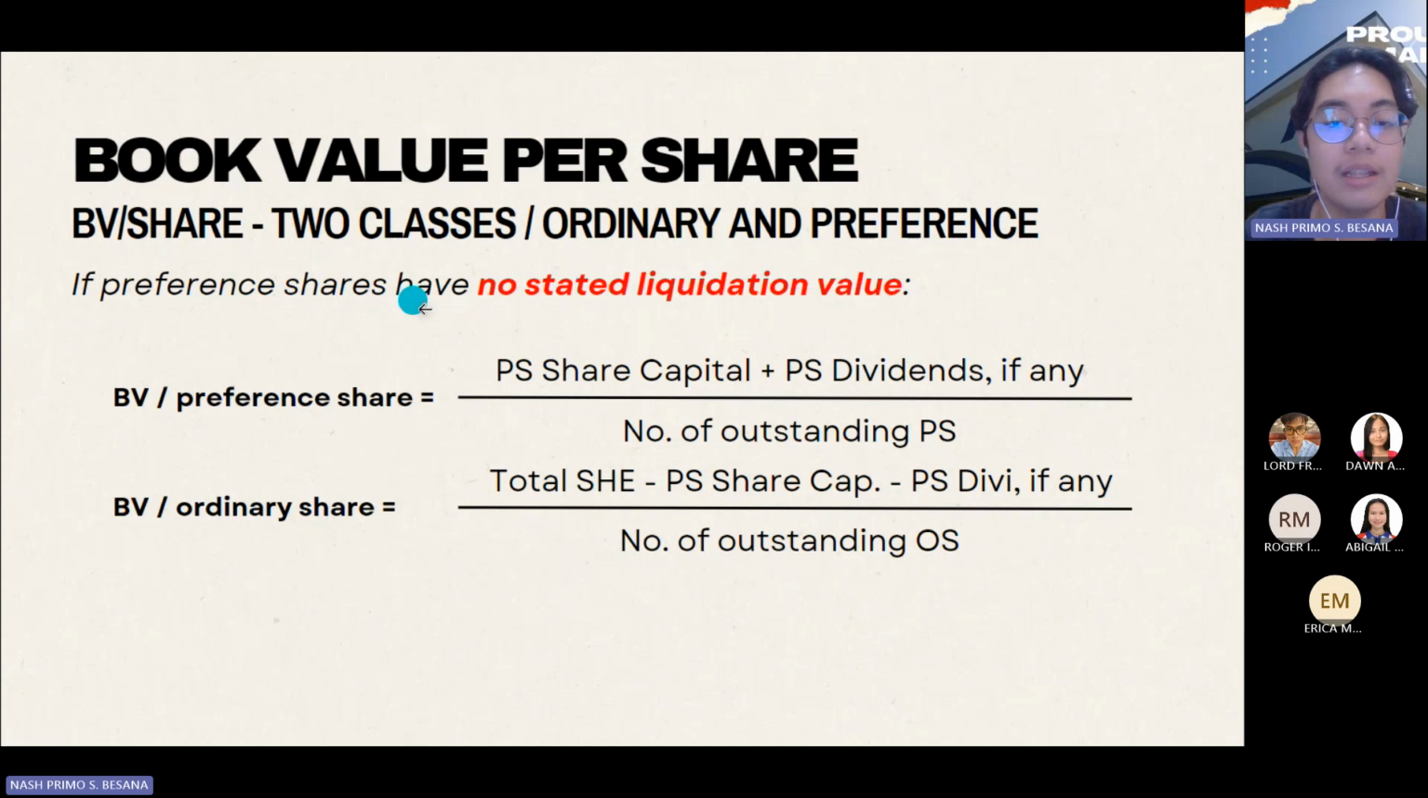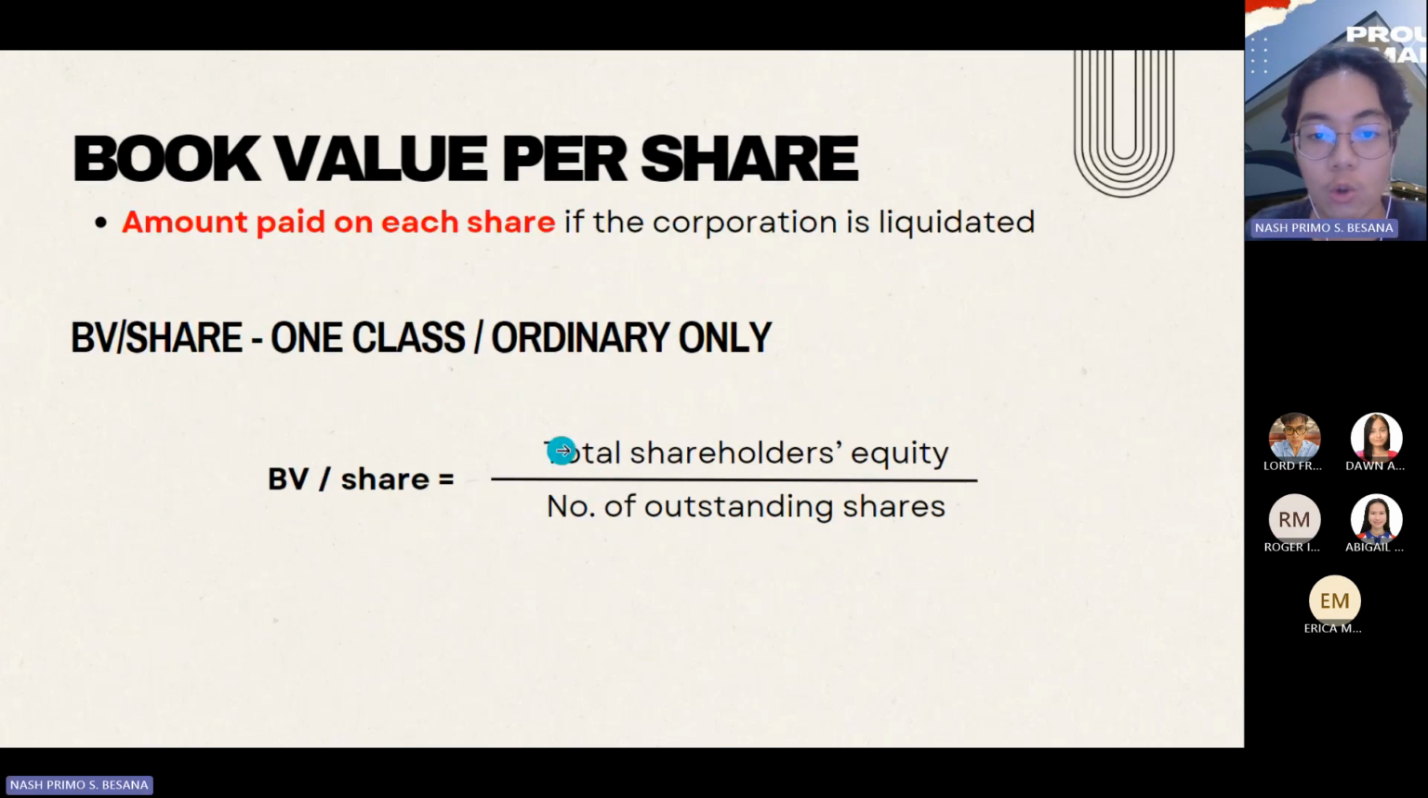Pero kapag hindi naman sinabi yung liquidation value, i-replace nyo lang actually yung numerator ng preference shares. It would be PS share capital na, same na sila. Share capital ng preference plus dividends if any divided by number of outstanding preference shares. And then sa ordinary, same formula pa rin, total shareholders minus preferred share capital minus preferred dividends divided by outstanding OS. So to recap, total divided by outstanding, ganun lang siya kasimple.